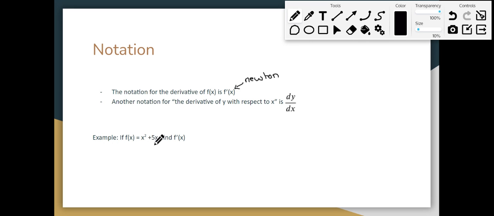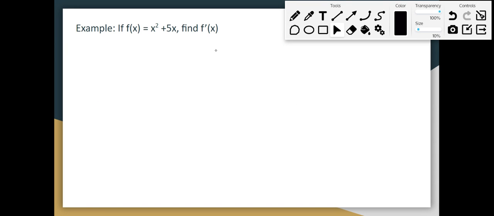If f of x equals x squared plus 5x, find f prime of x. We're going to use that definition of a derivative using limits again. Remember, the first thing we always need to find is f of x plus h. Anywhere there's an x here, we put an x plus h. So we have x plus h squared plus 5 times x plus h. Of course, we're going to simplify this. We expand this out to get x squared plus 2xh plus h squared.